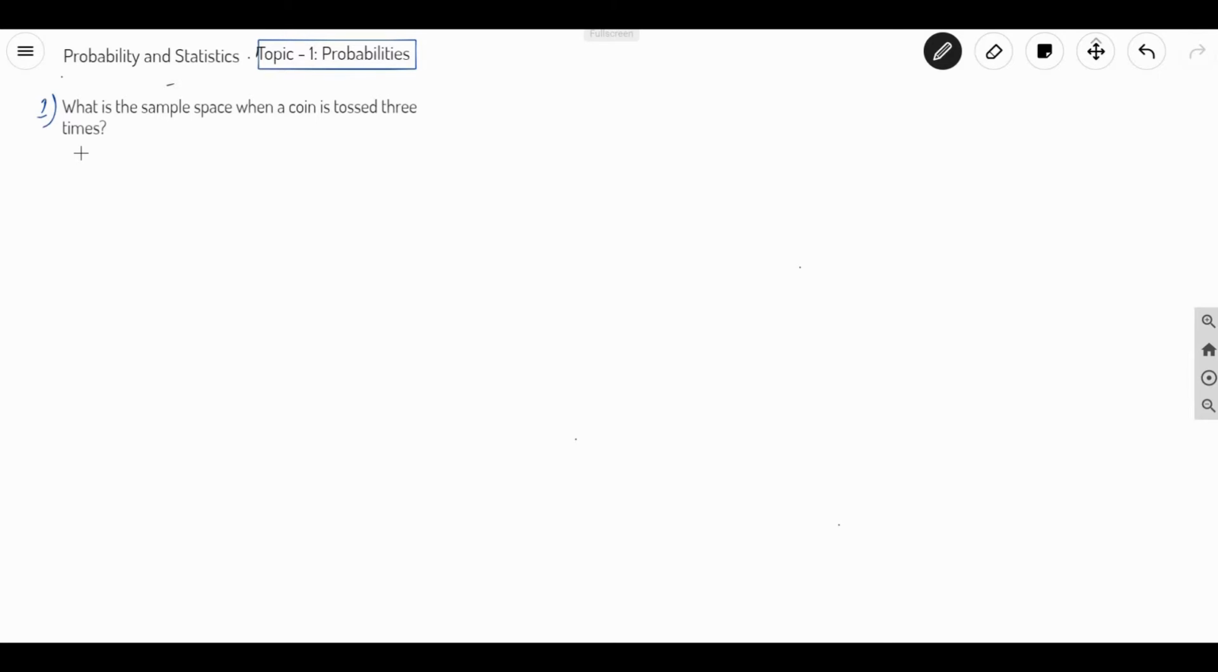It is asked what is the sample space when a coin is tossed 3 times. All right, very easy problem. Let's start with what happens when a coin is tossed once. So when a coin is tossed once, we have the sample spaces head and tail. Fine. This is pretty basic.